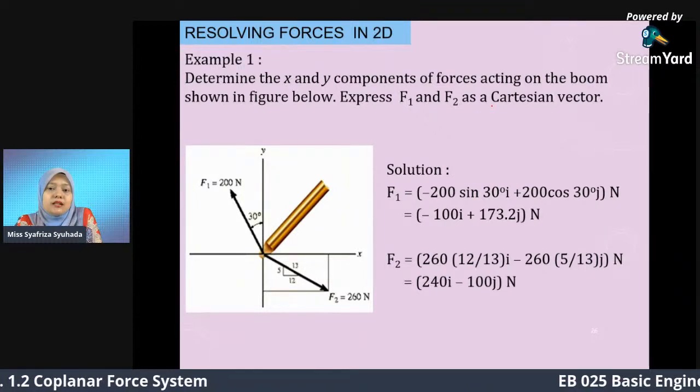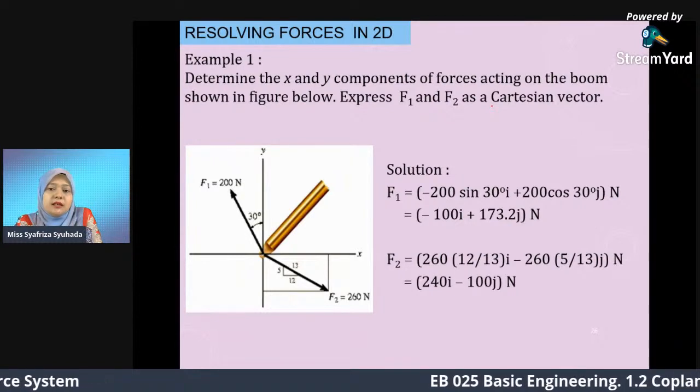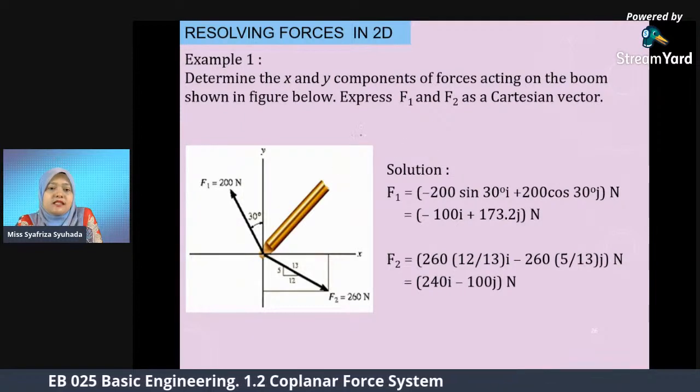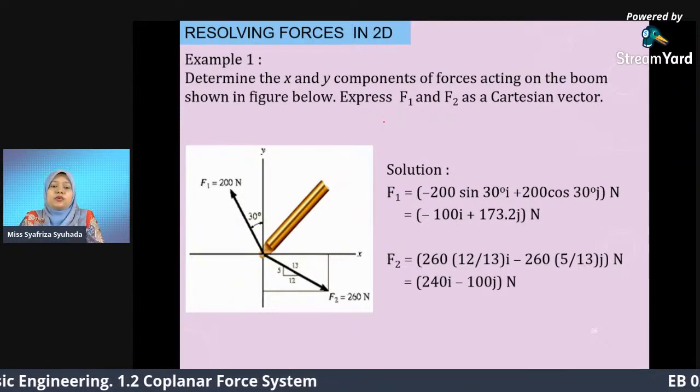Contohnya dia minta dalam bentuk Cartesian vector tetapi pelajar bagi dalam bentuk coplanar, so the answer is wrong. Okay, kamu tidak akan dapat markah untuk calculation sebab figure dia sama. Untuk soalan ni, this one figure adalah sama.